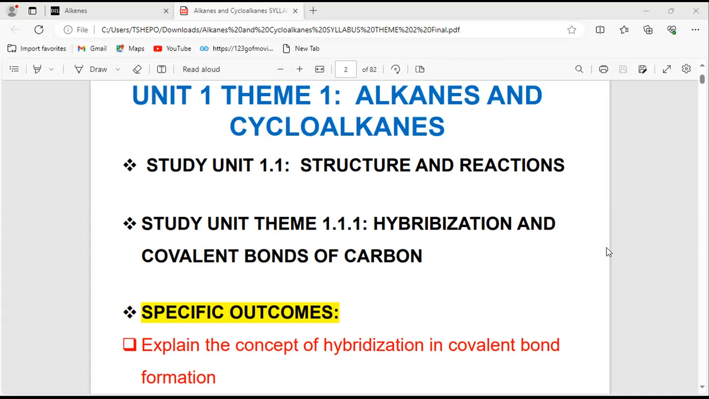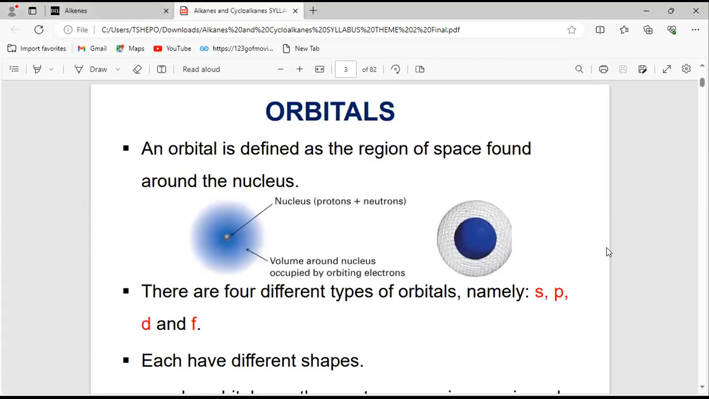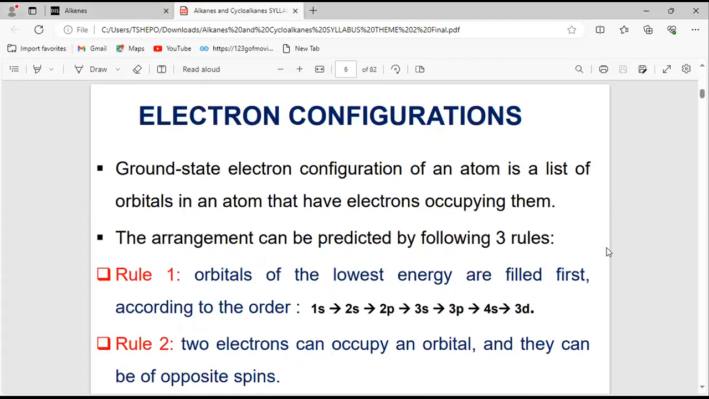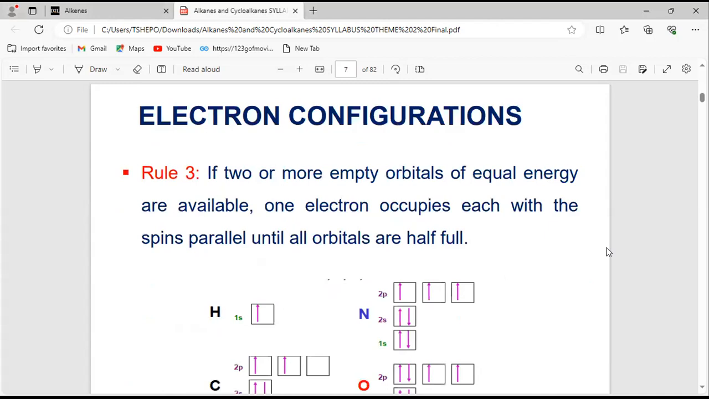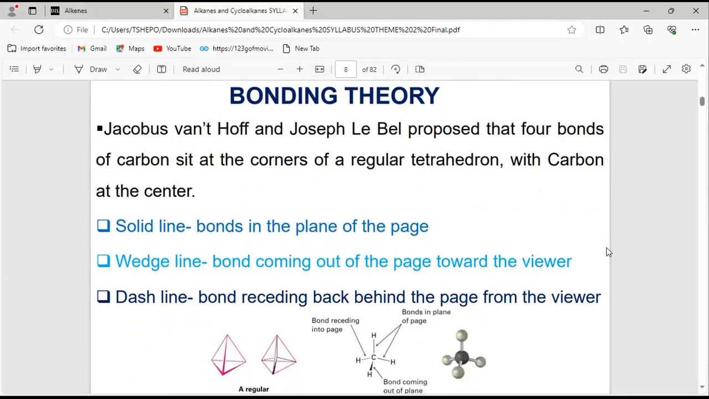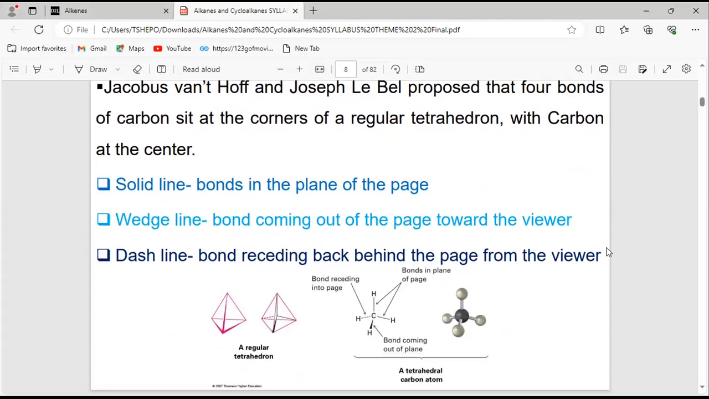Let's have a look. We've discussed the orbitals. We talked about the orbitals of organic compounds, and then the electron shell and the electron configuration. We know how to draw the electron configuration of organic compounds, and if you are given an element, you use its atomic number to draw an electron configuration. Another thing we have learned is the development of chemical bonding theory.